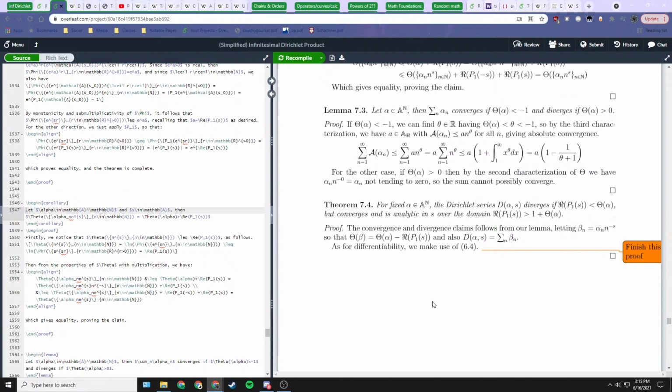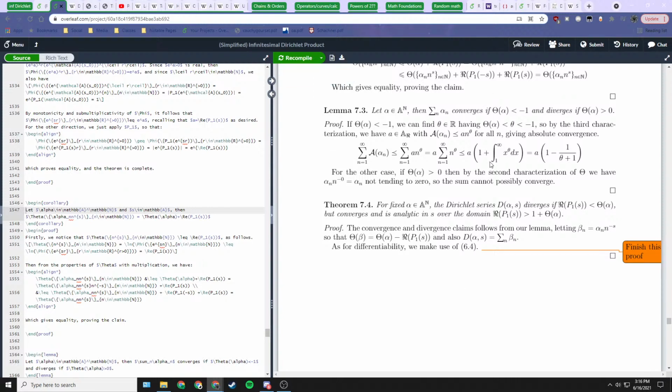We just use the third characterization to bound our alpha series by a times n power theta, where a is some real constant on each index. Then we factor out this a by summing them all up, and we get absolute convergence. So that's nice.